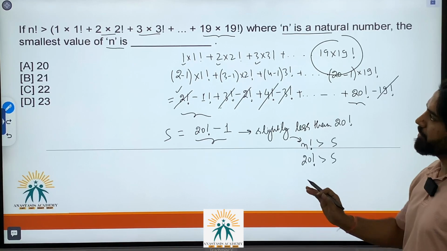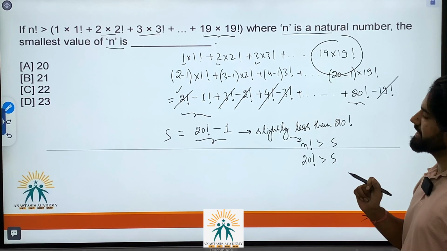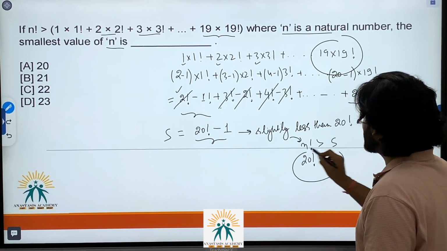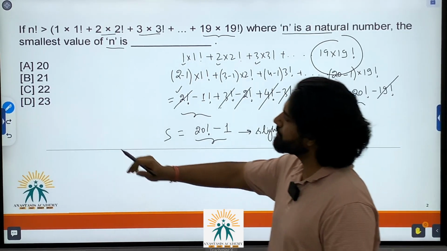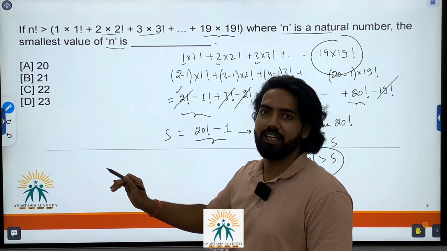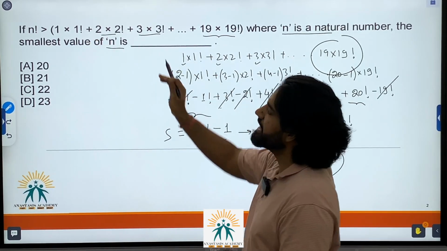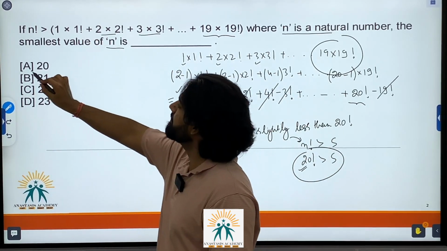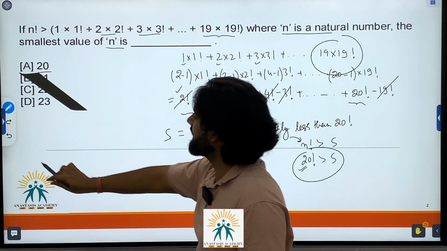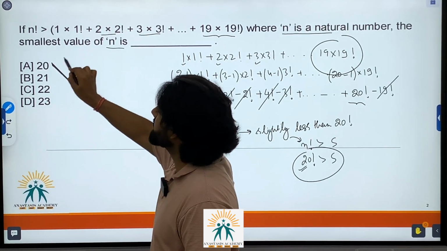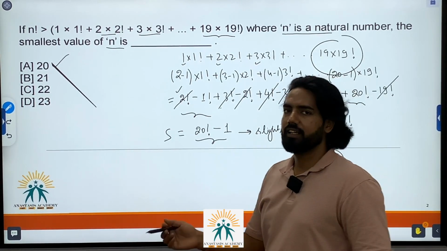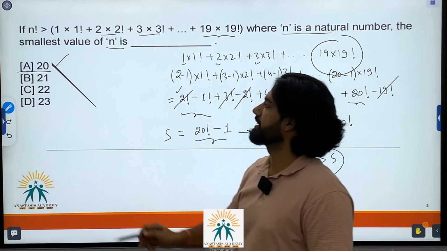So the lowest possible value of this n could be 20, right? Because all other values are more than 20. So this sum is less than 20 factorial. So 20 will be the minimum value. So the correct answer to this question would be option A. Option A, 20 would be the correct answer, right?